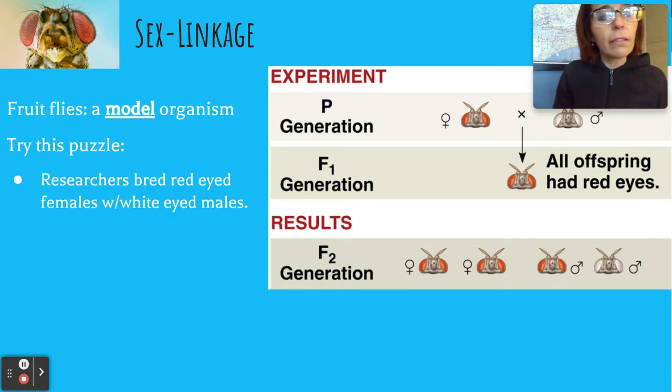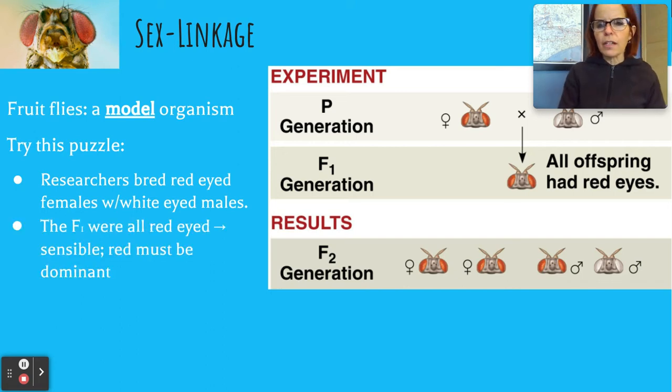Researchers, Thomas Hunt Morgan, famous name, bred red-eyed females with white-eyed males. So there it is in the diagram. So see the red-eyed males and the red-eyed females and the white-eyed males. Well, getting them all turned around. All right, so then what did they get for results? Well, it says all of the F1 generation had red eyes. Okay, that must mean that red is the dominant trait.